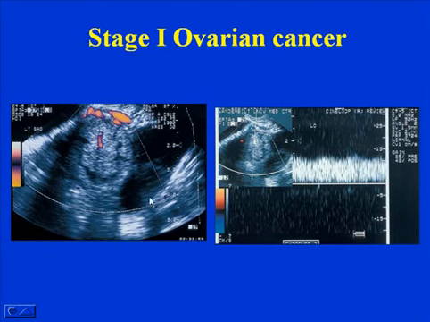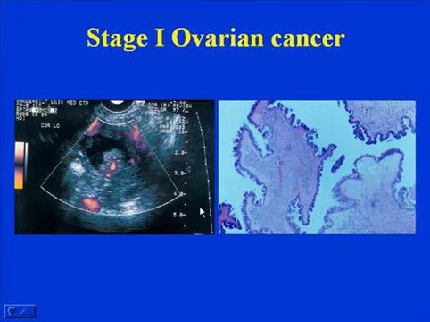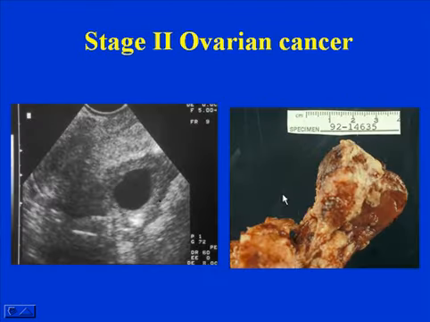This is another patient that was being followed for follicular monitoring. There are 2 cysts, 2 follicles here, and in this area of the ovary there's a solid irregular papillary excrescence with a big blood vessel that has low impedance. And this was a stage 1 ovarian cancer, and this is the low power showing the abnormal proliferation of epithelial cells shown in purple in this ovarian cancer.